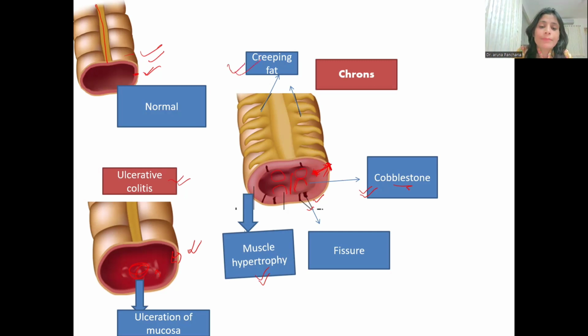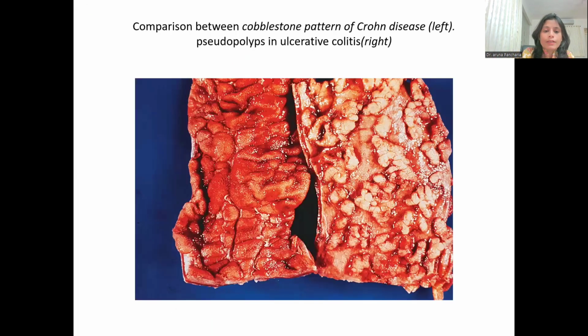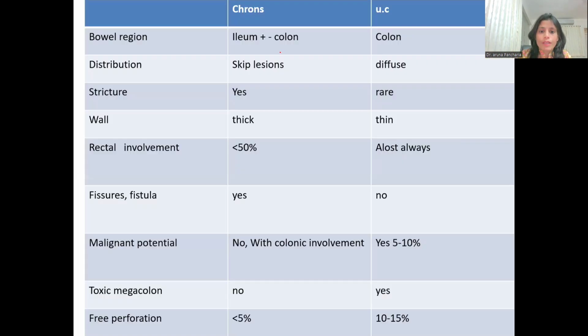And what is creeping fat? Because it is a transmural disease, it involves the surrounding serosa or surrounding fat also. So fat is wrapped around the serosa, and this appearance gives the creeping fat. So here this is the cobblestone appearance, and this is pseudopolyps in the case of ulcerative colitis. Cross view. And what are the basic differences between Crohn's disease and ulcerative colitis?